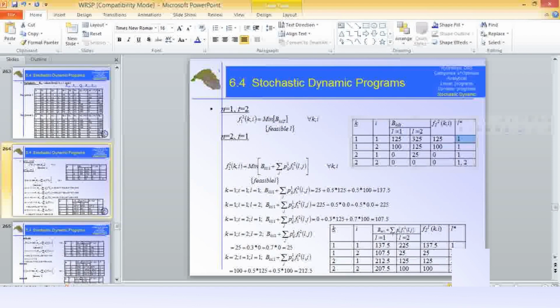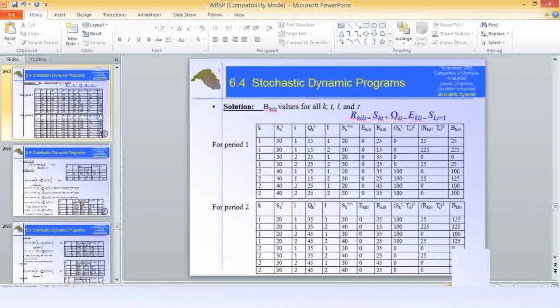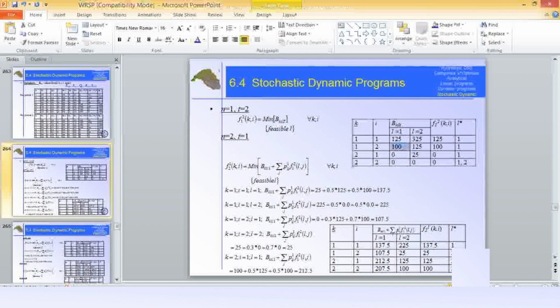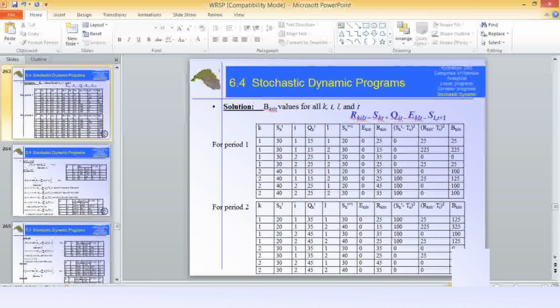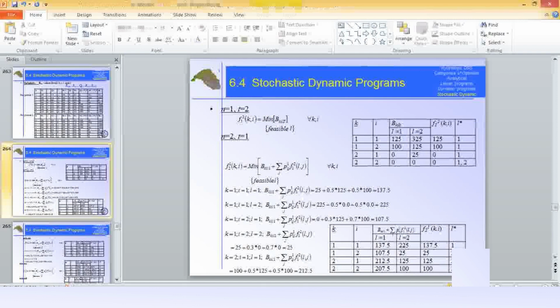The next possibility is K could be 1 and I could be 2, where L could have either 1 or 2. For different feasible values of L, we are going to compute that. When L is 1, this would mean 1, 2, 1 for period 2, which is 100. Then 1, 2, 2 for period 2 is 125. The smallest of the two is 100, and this has occurred when L is 1.